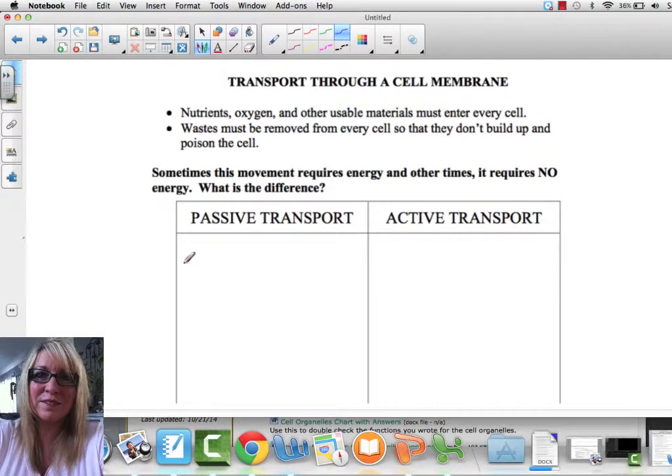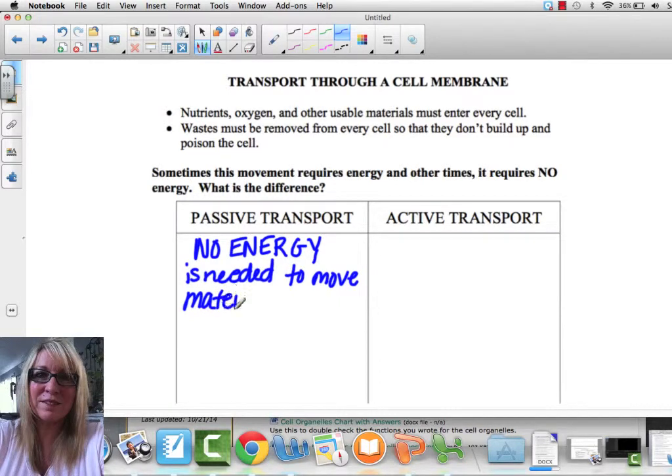Sometimes this movement requires energy, and other times it doesn't require energy. So we're going to talk about what the difference is. Big thing is passive. Passive means it happens by itself. So this is no energy. That's the most important thing. Energy is needed to move materials in and out of the cell.